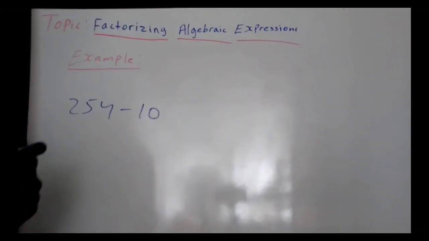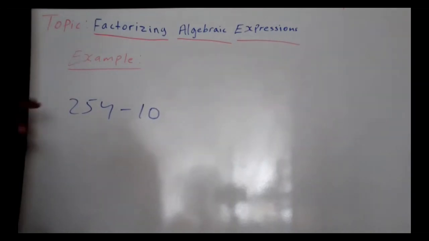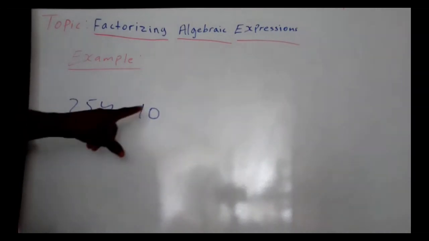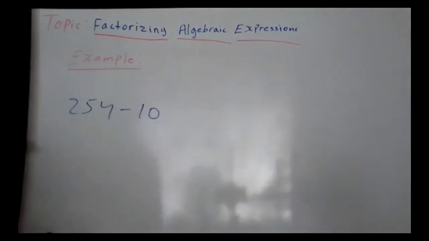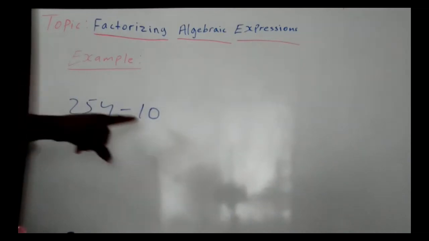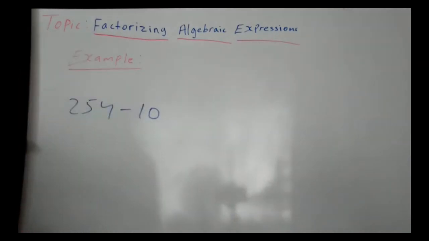Look at each term and look to see what each term has in common. So we have 25y and we have 10 over here. So I'm going to find the highest common factor for 25 and 10. The highest common factor for 25 and 10 would be 5.